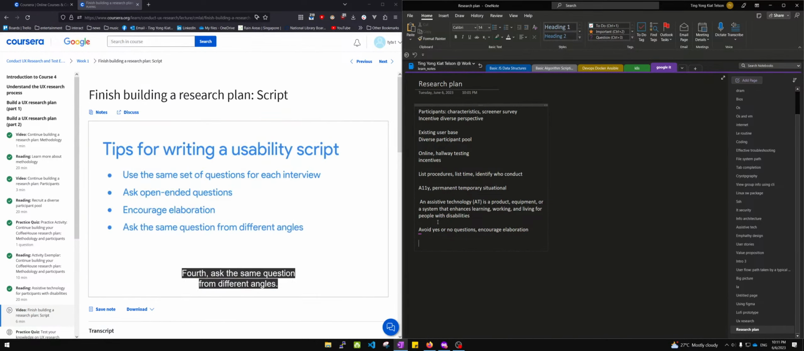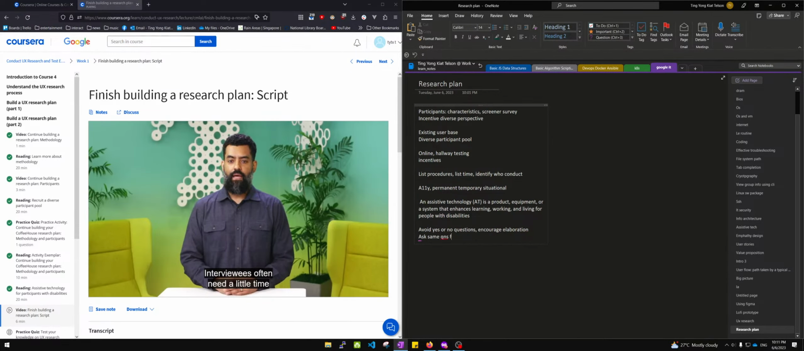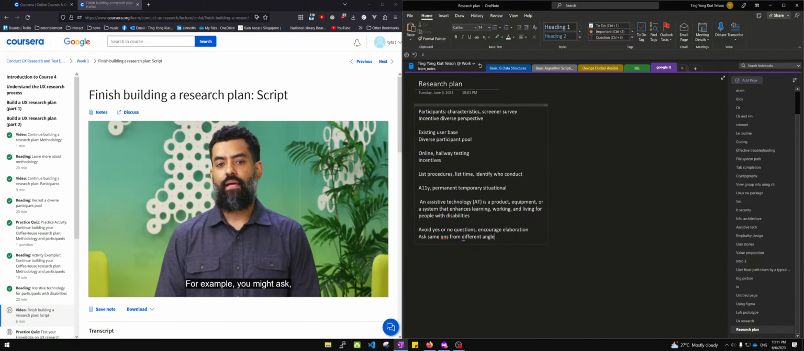Fourth, ask the same question from different angles. Interviewees often need a little time to get comfortable and used to the interview format, so it may take a while before you get to the core of what they really think. With that in mind, consider asking the same general question from multiple angles over the course of the interview. For example, you might ask, how often do you walk your dog at the start of the interview? Then, how many times a week does your dog need a walk in the middle of the interview? You'll probably get more detailed, useful data this way.